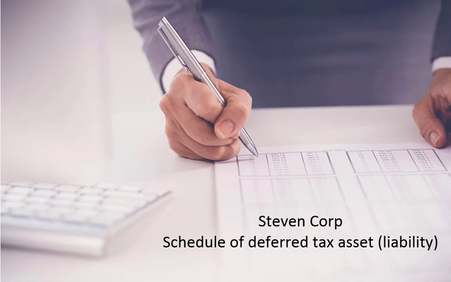Hi, it's Michelle Costin again, and we're going to continue our debriefing on Stephen Corp, which was problem 18.6 in the textbook. We're going to look now at the schedule of deferred tax asset or liability.